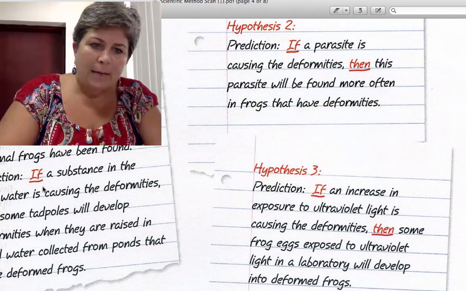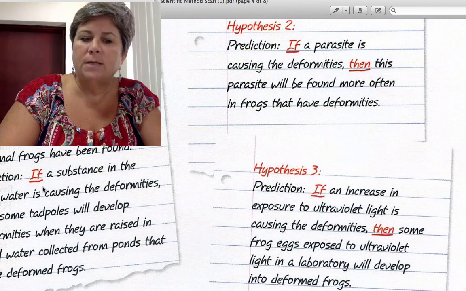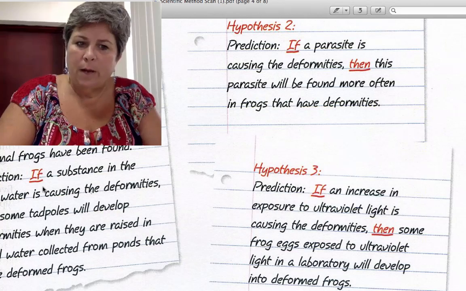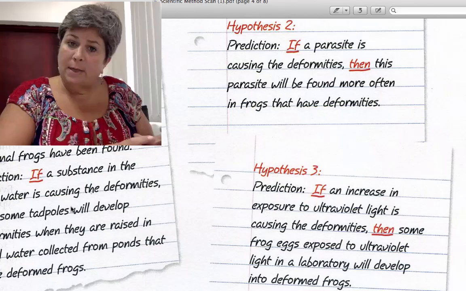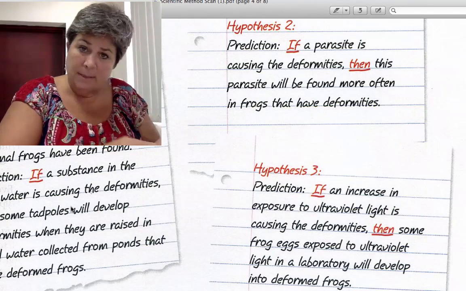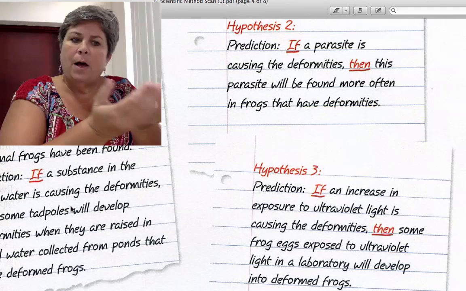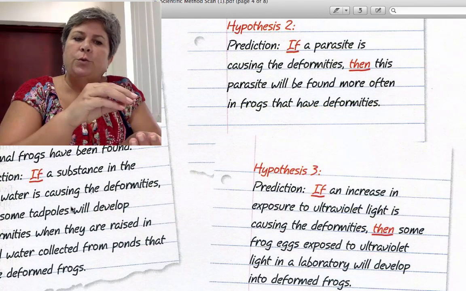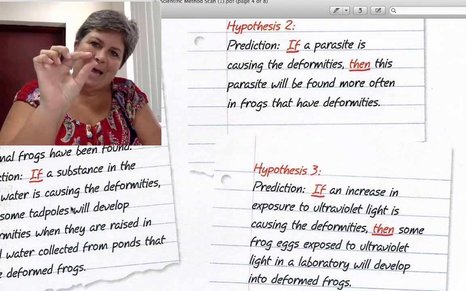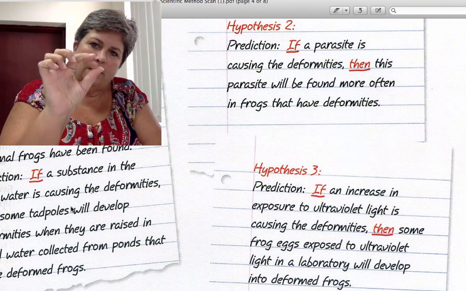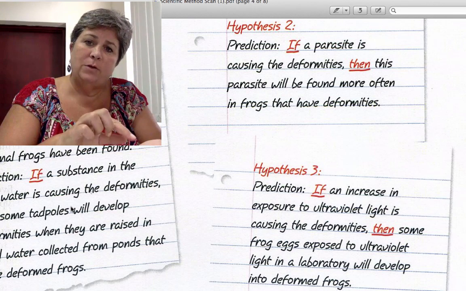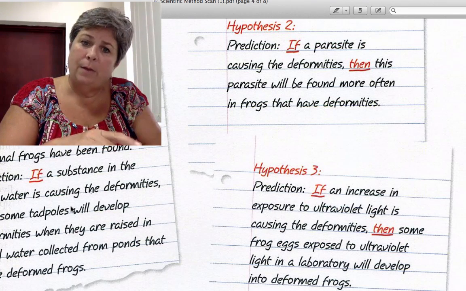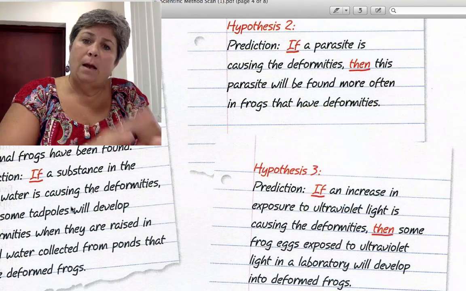Okay. Another way to write it down here: if a substance in the pond water is causing the deformities, then some tadpoles will develop deformities when they're raised in pond water collected from ponds that have deformed frogs. So here what they're saying is if it is a chemical pollutant that's causing some substance in that pond water, if they take that pond water and use it to raise tadpoles from eggs, everybody knows that frogs start out as eggs and then they develop into tadpoles and then eventually they grow legs and they lose their tail and their gills and they are frogs.